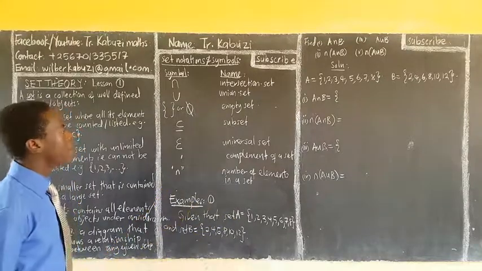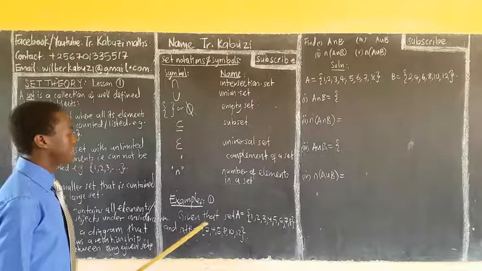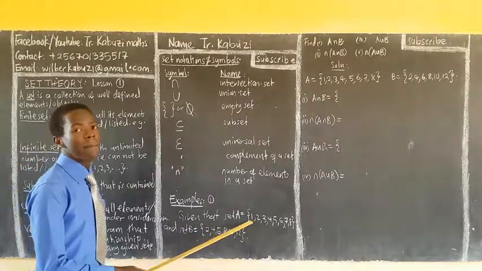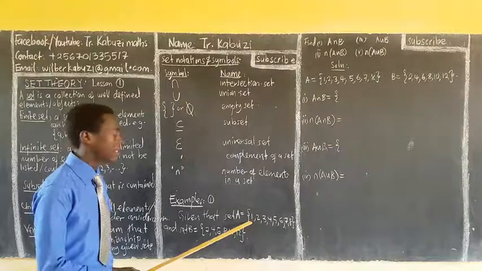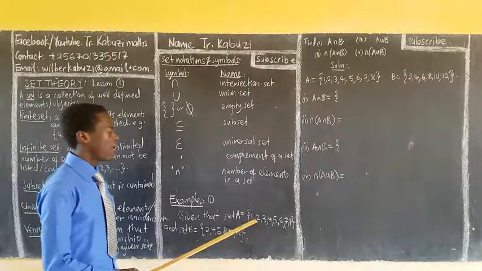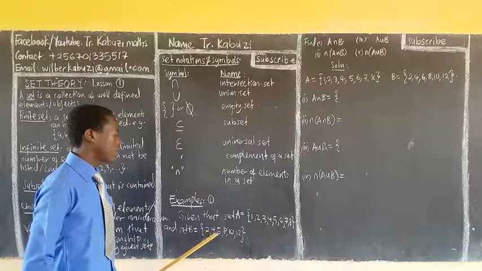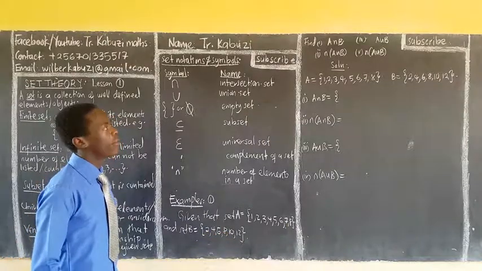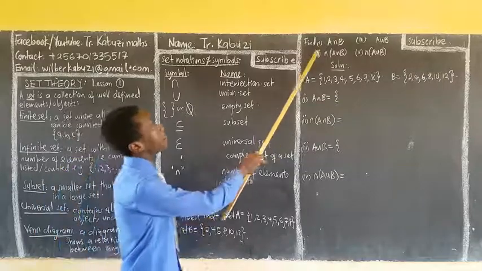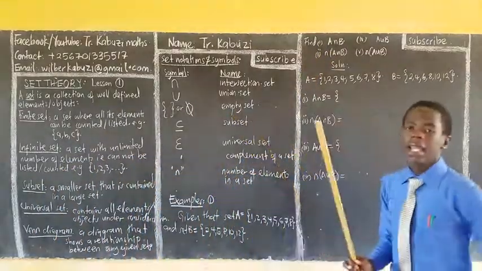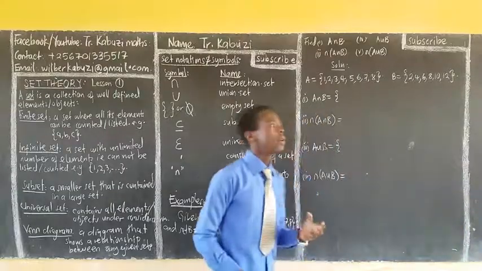So let us see some examples here. Given that the set A has elements, we always use curly brackets when we are listing the elements of a set. So in these curly brackets, A is 1, 2, 3, 4, up to 8, and set B is 2, 4, 6, 8, 10, 12. Then they are telling us to find A intersection B. Now A intersection B means the common members of both sets.